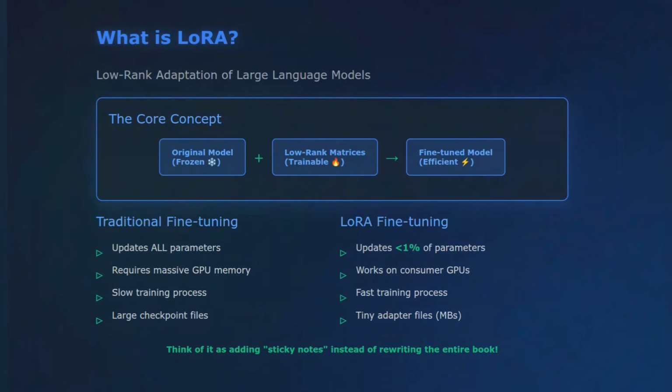Before we jump into the code, let's quickly understand what LoRA is and why it's such a game changer. LoRA stands for low-rank adaptation. Instead of fine-tuning all the parameters of a large language model, which could be billions of parameters, LoRA freezes the original model weights and injects trainable low-rank decomposition matrices into each layer. Think of it this way. Imagine you have a massive book, and instead of rewriting the entire book, you just add sticky notes with corrections. That's essentially what LoRA does. It's efficient, it's fast, and it requires way less memory.